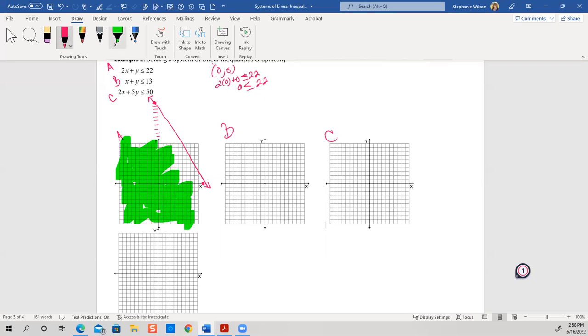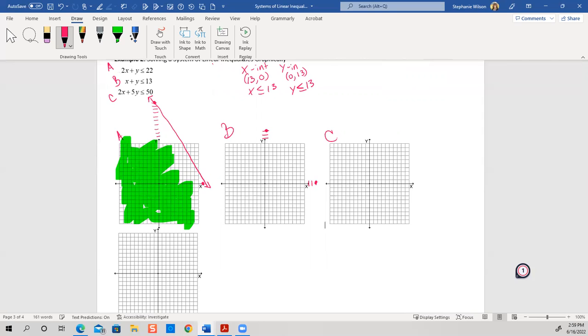So now let's find B. Whenever we graph B, we're going to find its x-intercept first. So I'm going to plug in 0 for y. That gives me x is less than or equal to 13. So I'm going to have to come out here 1, 2, 3, right here, it'd be about 13. And then let's do its y-intercept. That means x is 0. Well, if x is 0, then that means y is less than or equal to 13. So I'm just plugging these in, guys. If you need these extra steps, I would put in the extra steps.